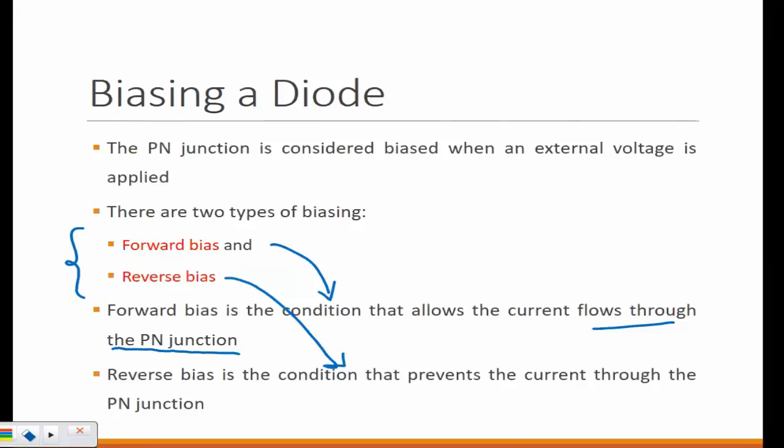Again, this stands true even when we get into transistors, because transistors also have PN junctions, but not just one. Transistors have two or more, but it's still the same exact thing. When we say forward bias, it will allow the current flow. When we say reverse bias, it prevents the current flow.